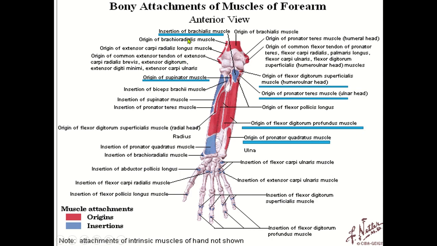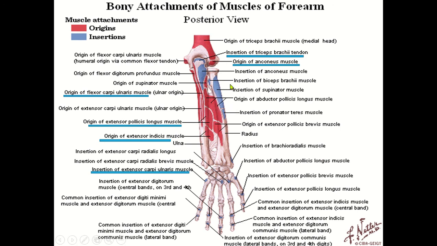So in this diagram we can see there is an insertion of brachialis muscle on the ulna here, and origin of the supinator muscle, origin of flexor digitorum superficialis muscle starts from here, origin of pronator teres and origin of flexor pollicis longus muscle, origin of the flexor digitorum profundus muscle, origin of pronator quadratus muscle.